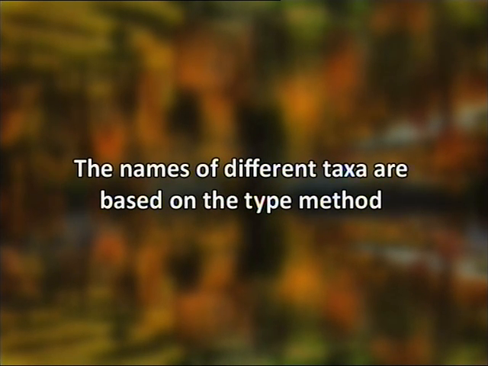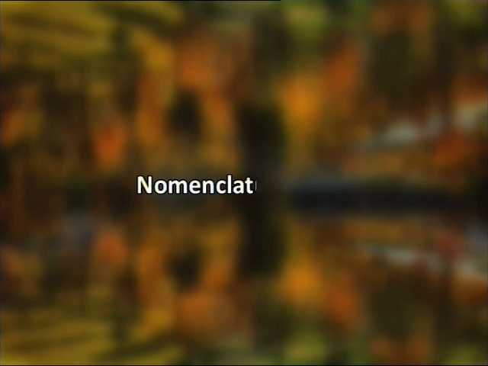A botanical name by itself is only a phrase of one or three words. For a name to be meaningful, it is necessary to be sure what it applies to. The names of different taxa are based on the type method, by which it is meant that a certain representative of a group is the source of the name for that group. This representative is called the nomenclatural type.